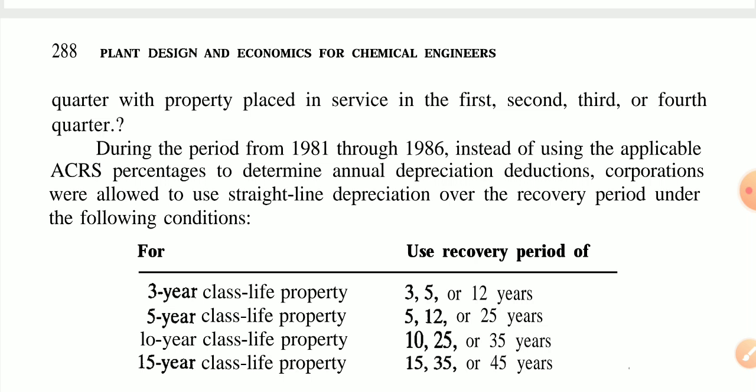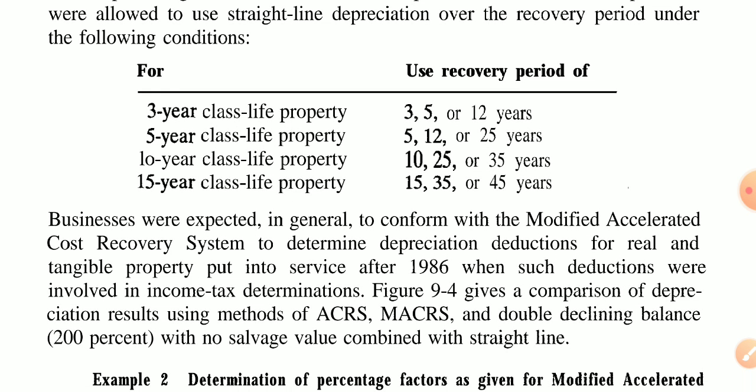During the period from 1981 through 1986, instead of using the applicable ACRS percentage to determine the annual depreciation deduction, corporations were allowed to use straight line depreciation over the recovery period under the following conditions. A 3-year class life property: 3, 5 or 12 years recovery period. A 5-year class life property: 5, 12 or 25 years. A 10-year class life property: 10, 25 or 35 years. A 15-year class life property: 15, 35 or 45 years.